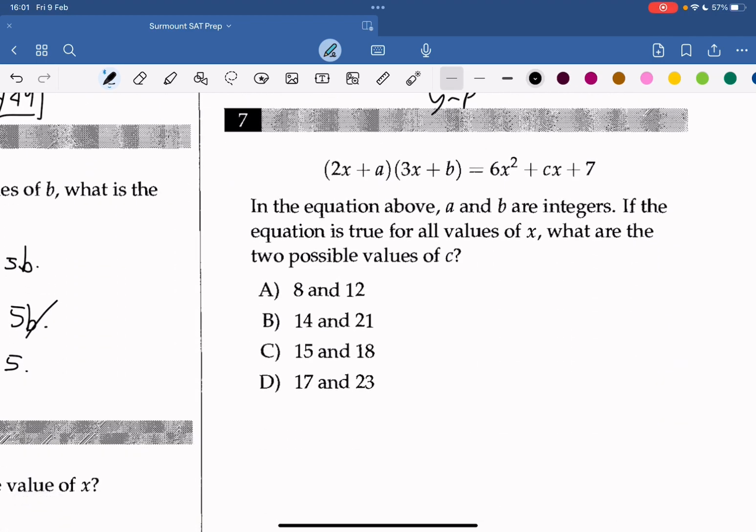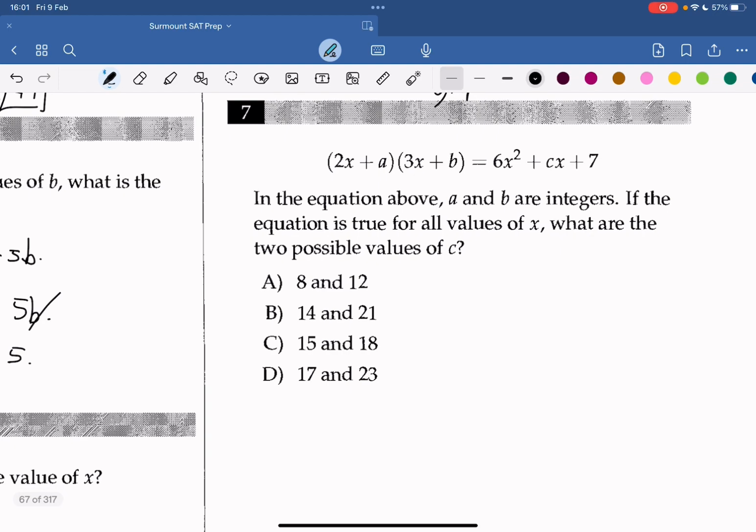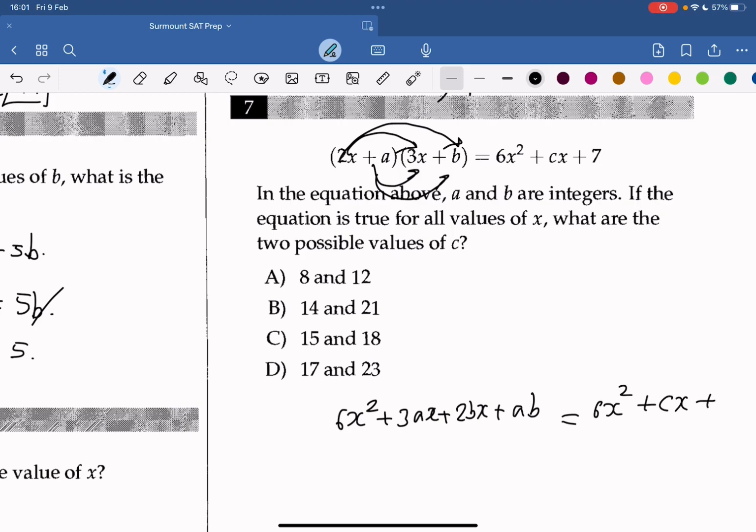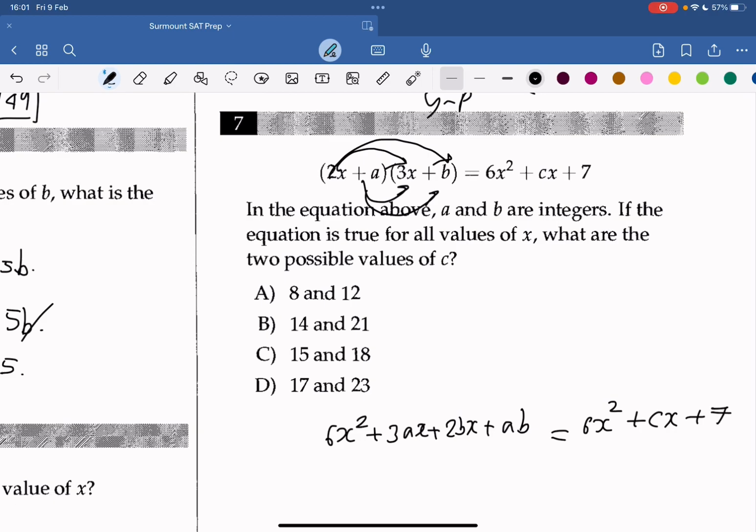Question 7. In the equation above, a and b are integers. If the equation is true for all values of x, what are the two possible values of c? So let's write this equation and let's solve. So let's just FOIL out this part first. So we'll get 6x squared plus 3ax plus 2bx plus ab, and that will be equal to the equation on the right, 6x squared plus cx plus 7.